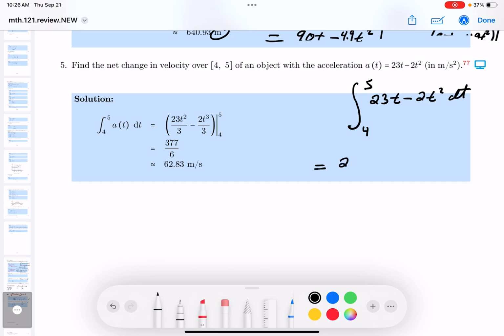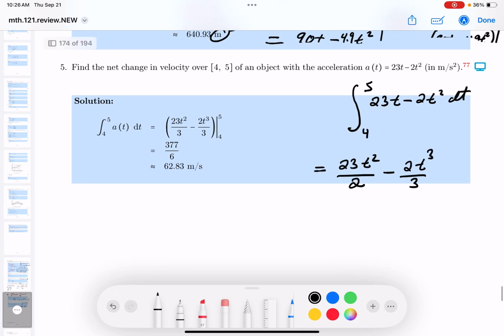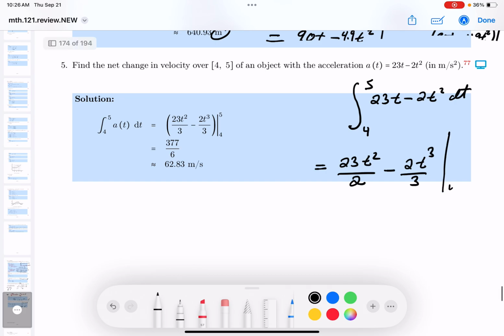What do you get? 23t squared over 2. Let me see if I got this. Because I'll notice there's an error in the key, and I'll correct it, by the way. Minus, that's going to be 2t cubed over 3. The limits of integration go from 4 to 5.